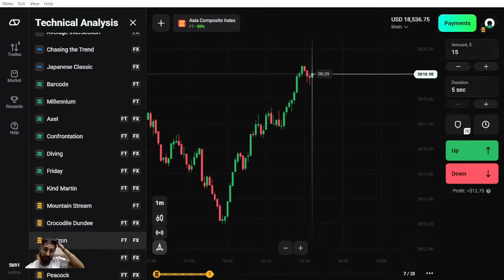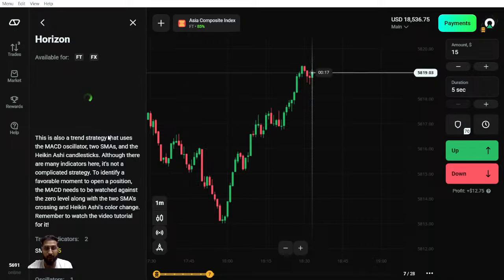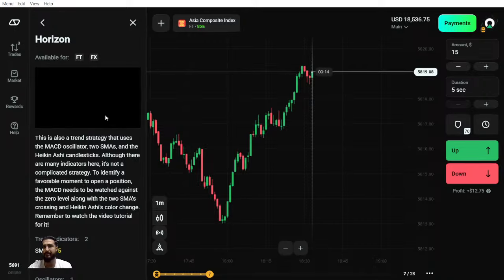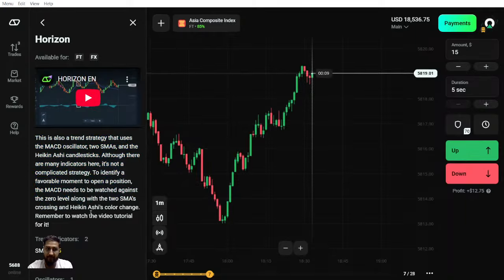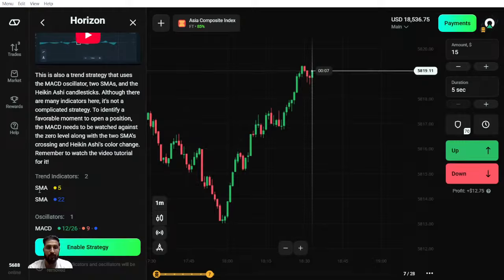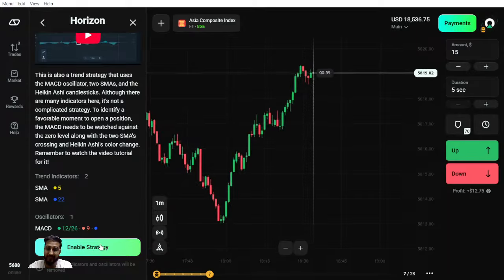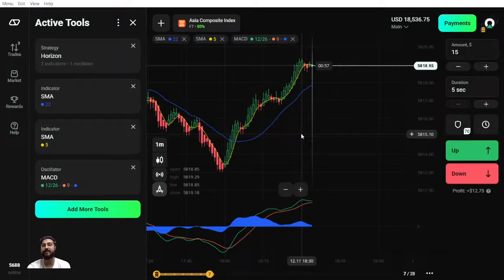It's an expert level strategy, with these 3 lines we can confirm it's an expert level strategy. This can be used for FT, which means fixed time trading, and FX, which means forex mode. Once I click on that, a new window is going to pop up with a small descriptive video on how this strategy is supposed to work. In written format, everything is visible there: what technicals we are going to use. We are going to use SMA, simple moving average 5, and simple moving average 22. MACD is also there. Once I click on enable strategy, everything is going to be visible on my screen.